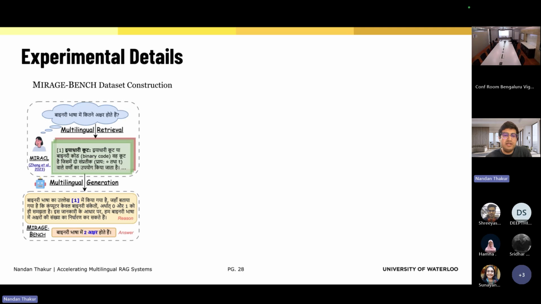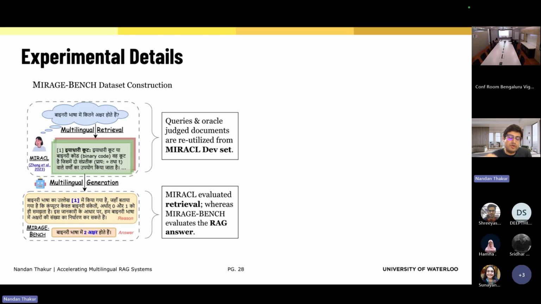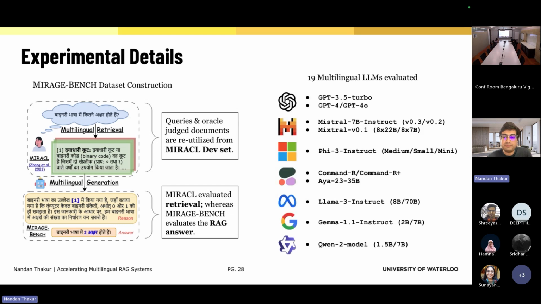Some experimental details: MIRAGE-Bench was constructed using the MIRACL dev set itself. We had queries and oracle judged documents from the MIRACL data, which was really high-quality data that we invested a lot of time in constructing. MIRACL evaluated the retrieval part, so just to remind you, in MIRAGE-Bench we are evaluating the answer part. We break the RAG answer into a reasoning and an answer, and this is what we use for evaluation in MIRAGE-Bench.